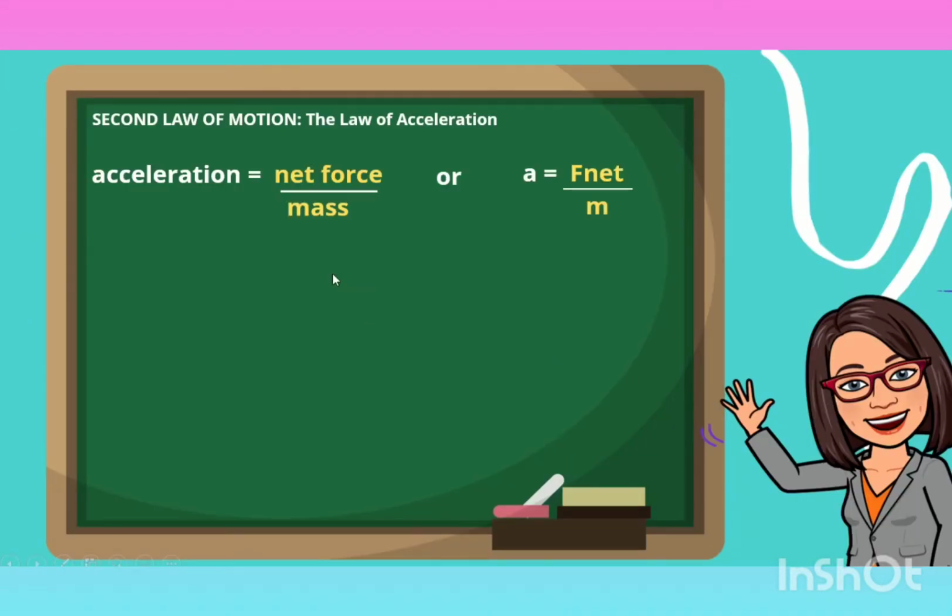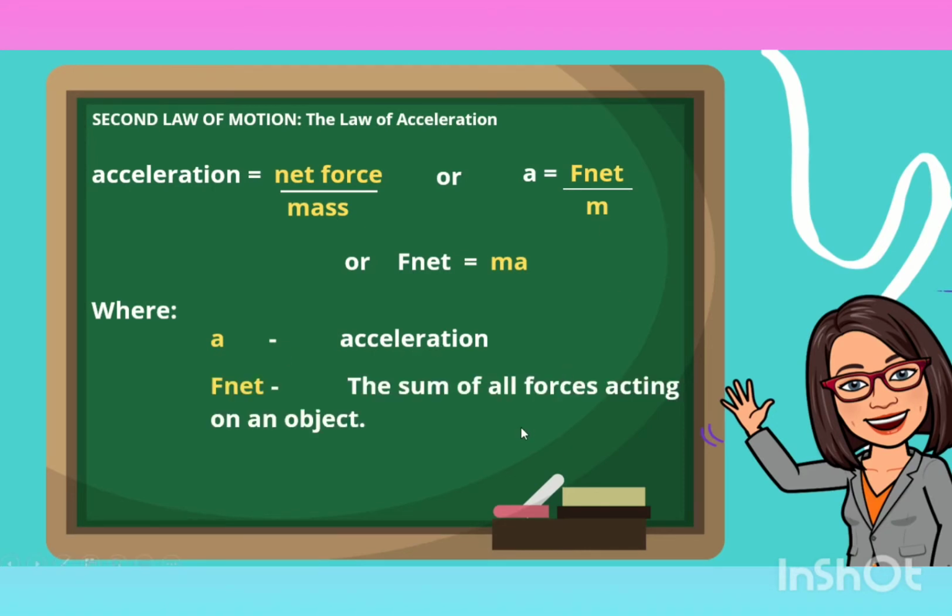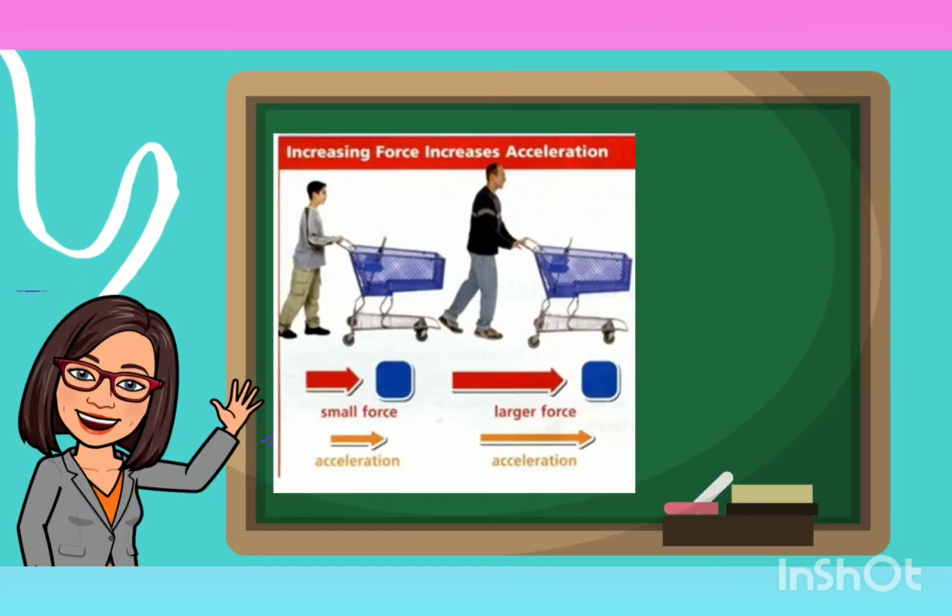For the formula in solving acceleration, we have net force, or the sum of all forces, divided by mass, or a is equal to F net divided by m, or F net is equal to m a, where a stands for acceleration, F net the sum of all forces acting on an object, and m is equal to mass. Let us analyze this illustration.